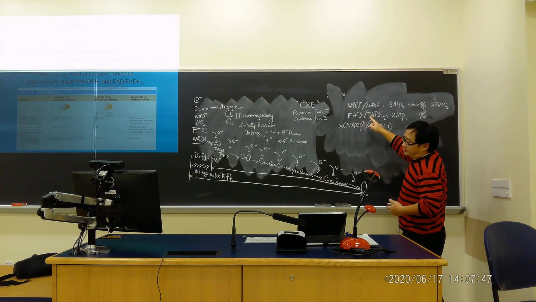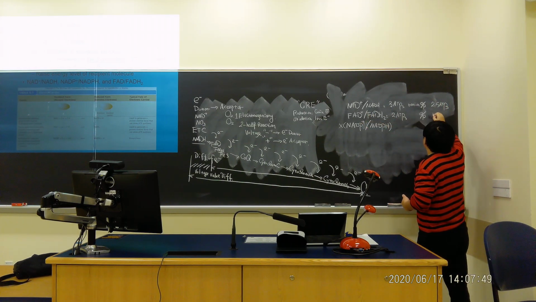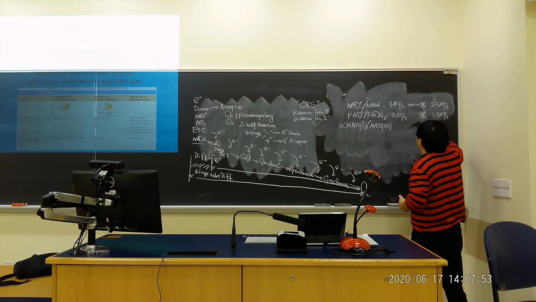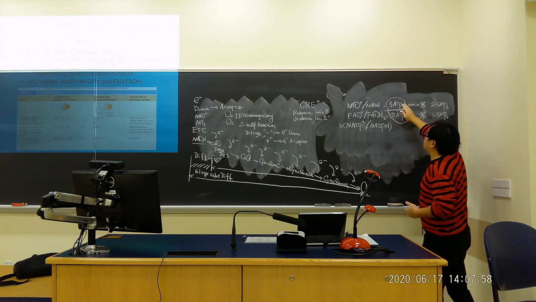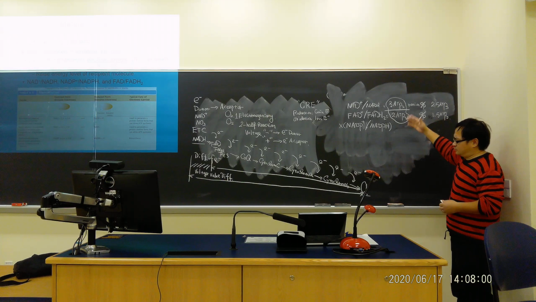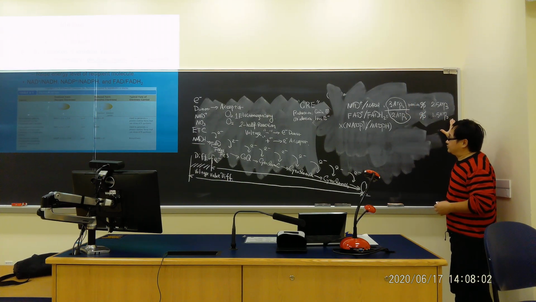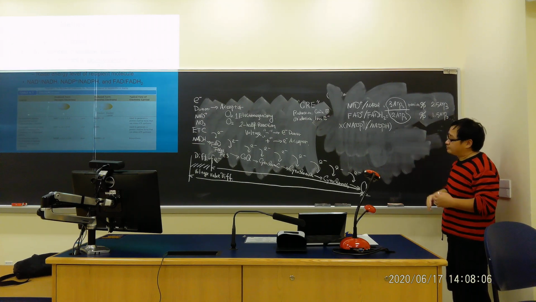And the FAD reduced to FADH2 is 1.5 ATPs. Now in this class, when we do the calculation, we still use this formula, okay? We still use this number, we don't use that number. Lots of the new textbooks use it, but we still use this.